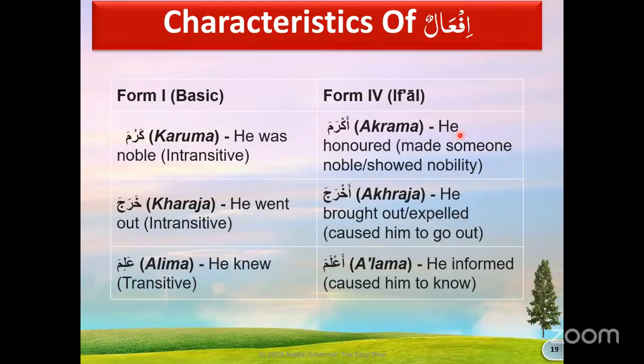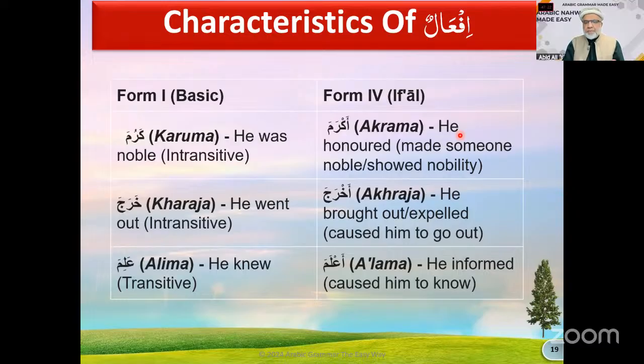Now this example should really clarify the purpose of form 4. It comes out of form 1 with an additional letter, and now we are seeing it go from intransitive to transitive. Kharaja, he went out, intransitive. Akhraja, he brought out, expelled, caused him to go out, somebody else, transitive. Alima, he knew, he knew himself. A'lama, he informed, caused somebody else to know this thing.